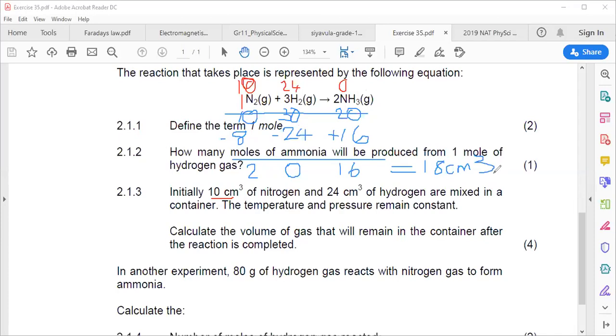So to write it nicely, maybe you could do it like this. Because I don't have space here, you could write this as initial. And this one is the reacted or used. This is the used. And this becomes the formed one.